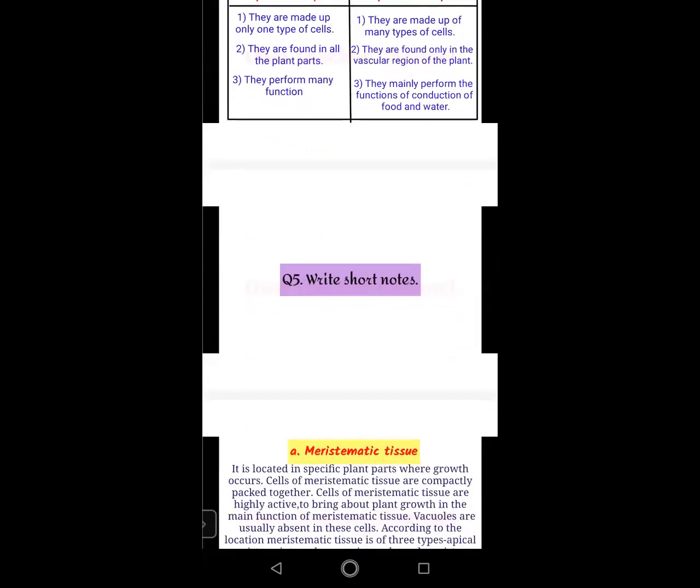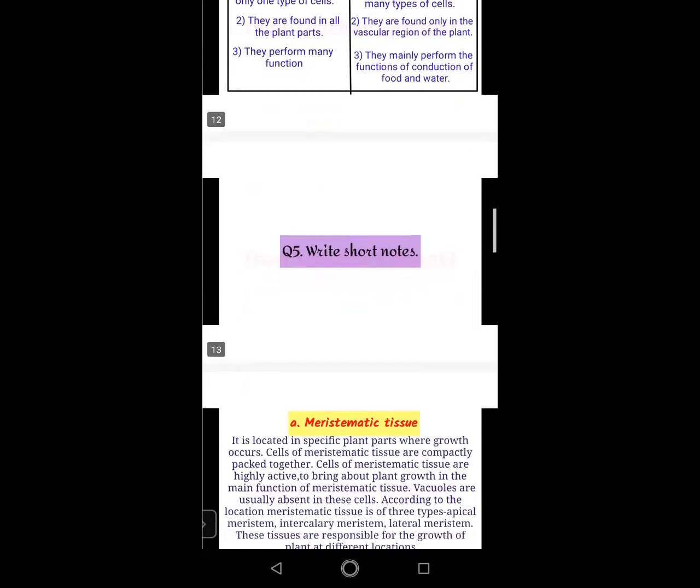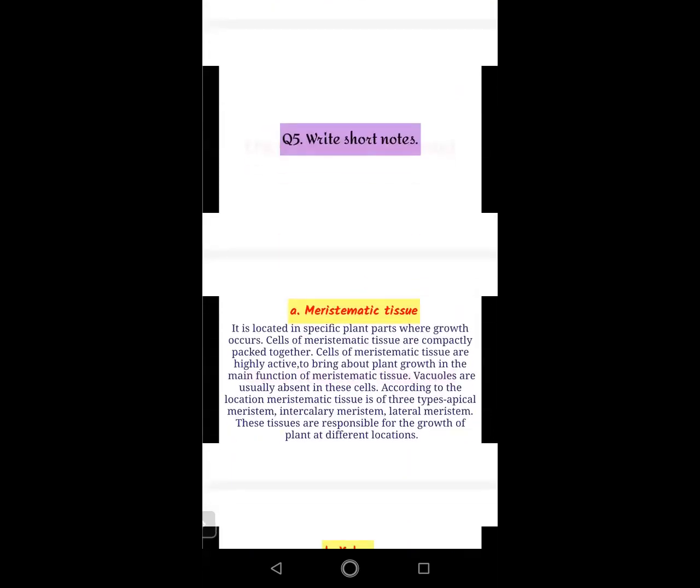Question number 5. Write short notes on. This is the lengthy question. First of all, you write down. Okay. Yes. You have already written yesterday. I know those who have joined, but for those who are new students, I will give the time. It is located in specific plant parts where growth occurs. Cells of meristematic tissues are compactly packed together.